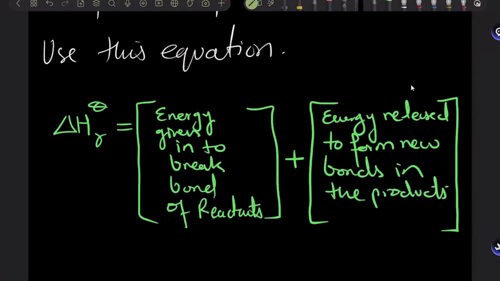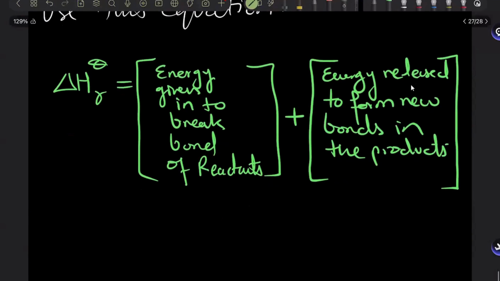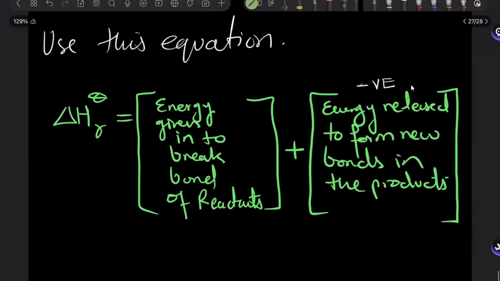Now let me just clear this out. Remember that energy released will have what sign? Negative. So all these values should be negative, right? And energy given to break the bonds would always be positive values. But in the question, you will always be given positive values because we define bond energy in terms of breaking. Even for the products, you'll be given positive values.